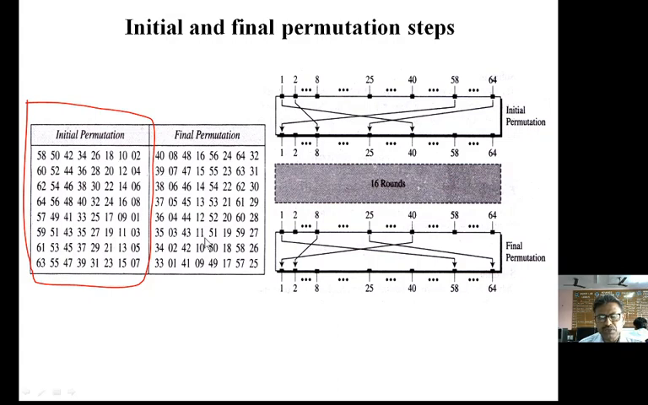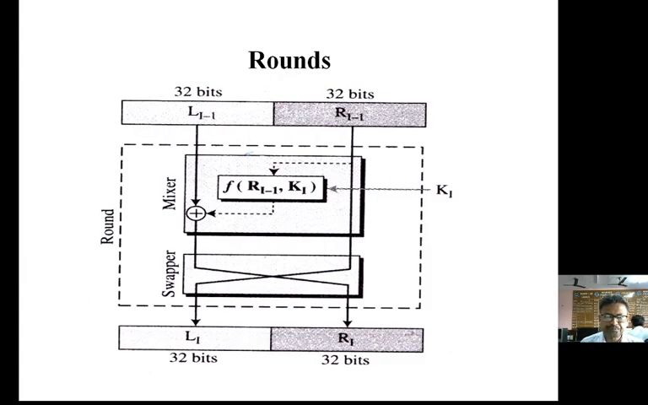And what is the final permutation? After applying 16 rounds, whatever text we get, we apply the final permutation, and the final permutation is done with the help of this table, called the final permutation table. With the help of this table, you can find that the 40th bit will become the first bit, the 8th bit will become the second bit, and so on. So this is how the initial and final permutations are done. The initial permutation is done at the beginning, and the final permutation is done at the end.